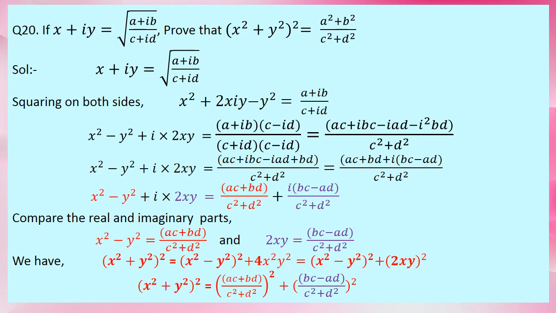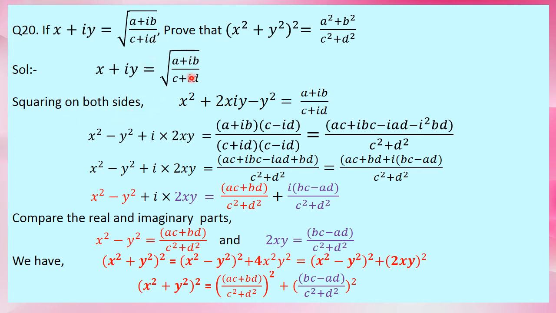Number 20. If x plus iy is equal to root of a plus ib upon c plus id, prove that x square plus y square the whole square is equal to a square plus b square upon c square plus d square. The given condition is x plus iy is equal to root of a plus ib upon c plus id. Now we square on both sides to remove the square root of this a plus ib upon c plus id.